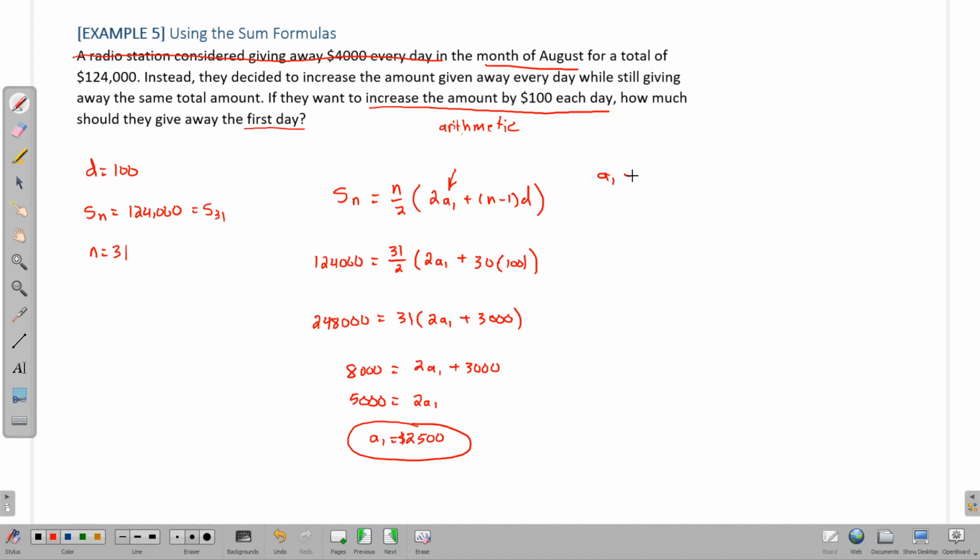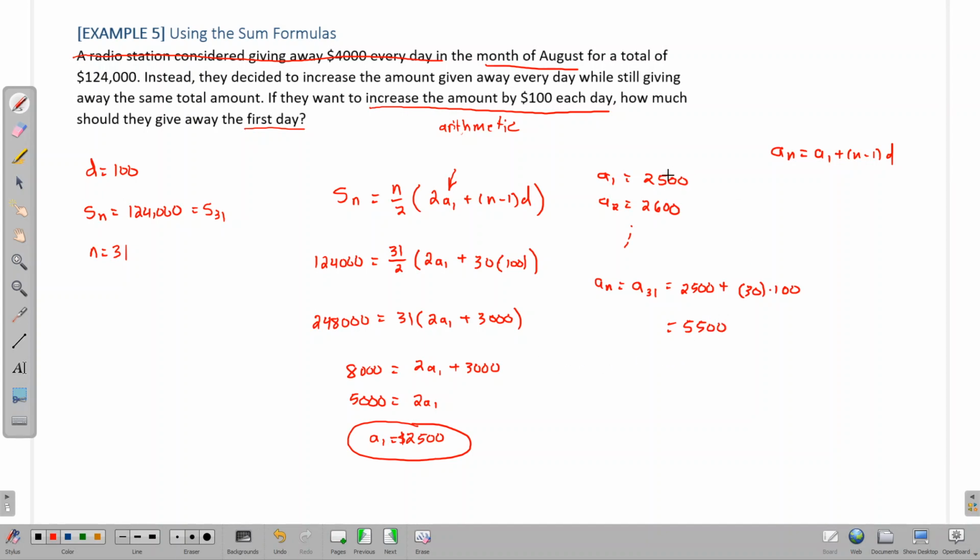So this is how much they should give away on the first day. So a1, they give away $2,500. Second day of the month, they're going to give away $2,600, and just keep going until you get to the last day. So the last day would be the 31st day, and we can actually figure out how much they're giving away on that final day as well. So we would use the a sub n formula. a sub n equals a1 plus (n minus 1) times d. So it would be 2,500 plus 30, because it's 31 minus 1, times 100. So that's going to come out to, what is that, 5,500?